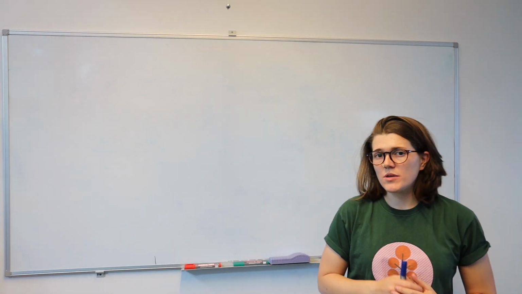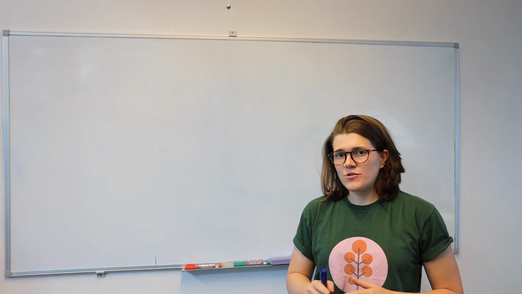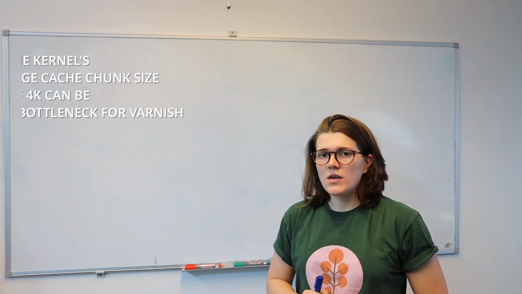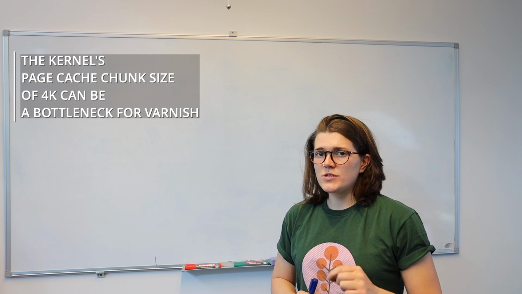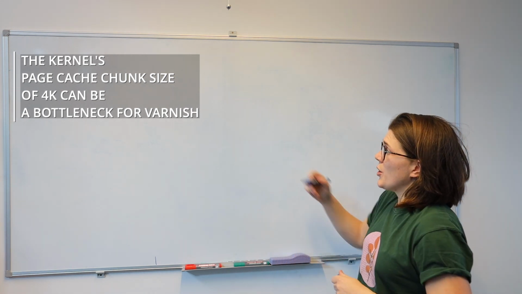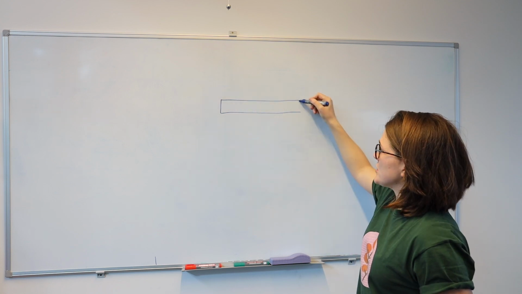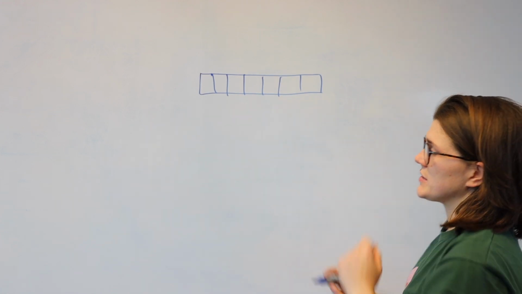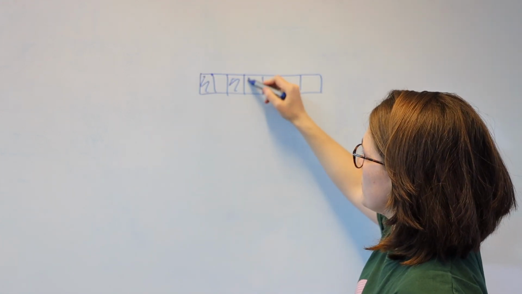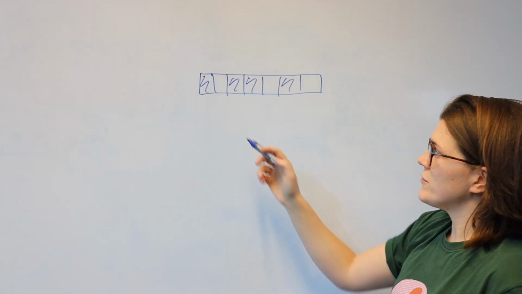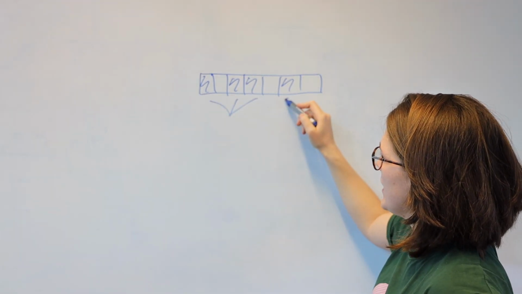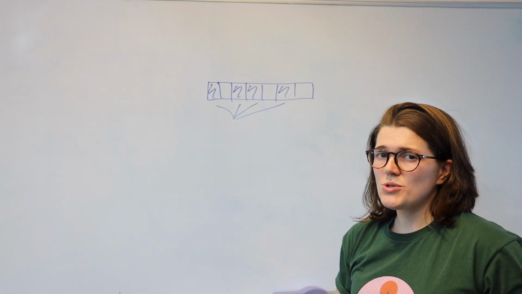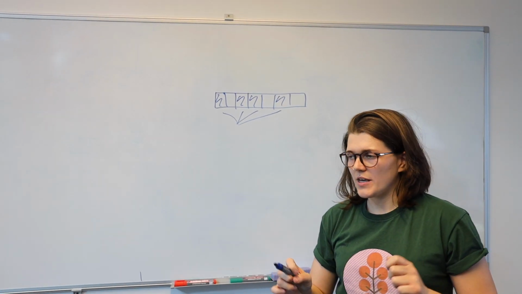The kernel assumption can become a bottleneck for Varnish. The kernel's internal page cache size is a good example. The kernel will store items in its internal page cache using chunks of 4 kilobytes, which means that whenever we insert an object in cache, this object will be most likely fragmented in different chunks. And whenever we will need to deliver this object, we will have to collect and aggregate each of those fragments. And this leads to a lot of I/O operations, which might be detrimental for performance at large scale.